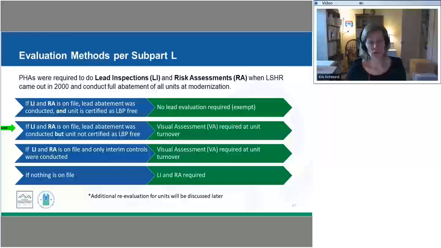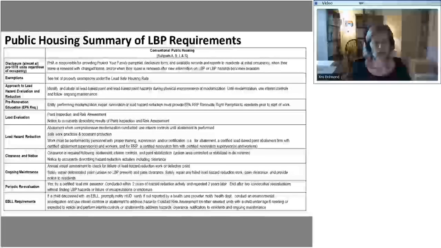Let's pretend in this scenario it didn't pass and we do find some deteriorated paint. So then what do we need to do? Well, I always like to go back to my summary. If it failed the visual assessment, we're going to do a risk assessment, see where the hazards are, and provide the notice of lead hazard evaluation. After that, we're going to be completing interim controls, and then we'll get to our clearance. It'll hopefully pass clearance, and we will then provide a notice of lead hazard reduction activities.